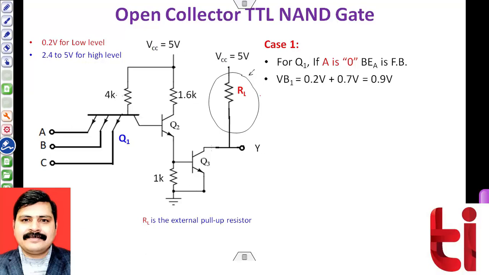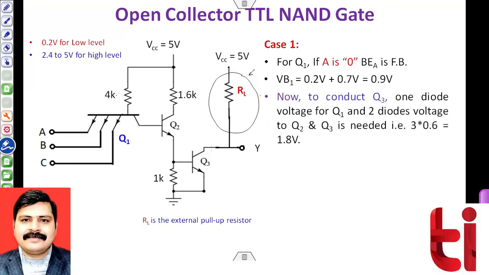At the same time, let us find the value of base voltage VB. You can check 0.2 volt is applied over here, and the voltage across base to emitter when it is forward biased will be 0.7 volt. So a total of 0.9 volt will be available at the base terminal of transistor Q1. That means my transistor Q1 is on.